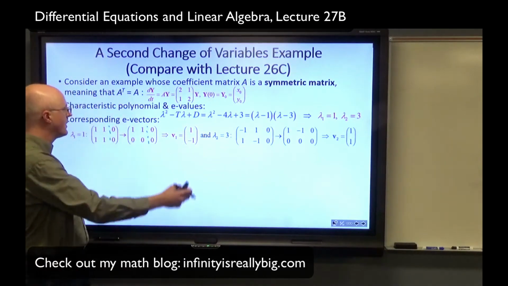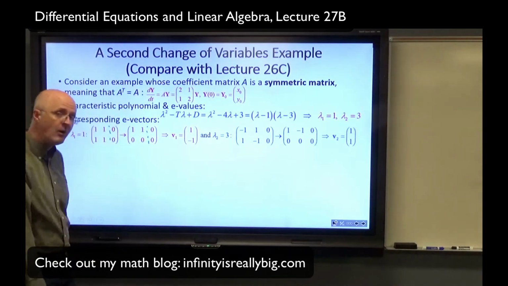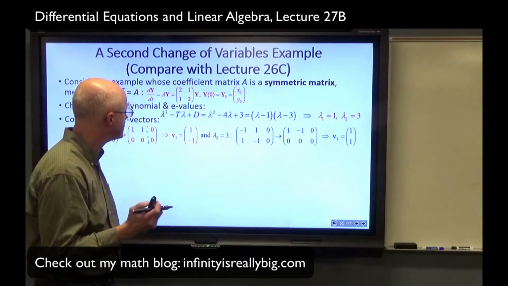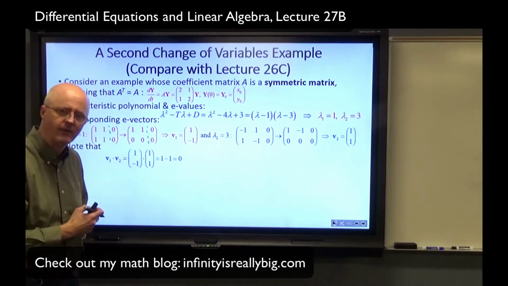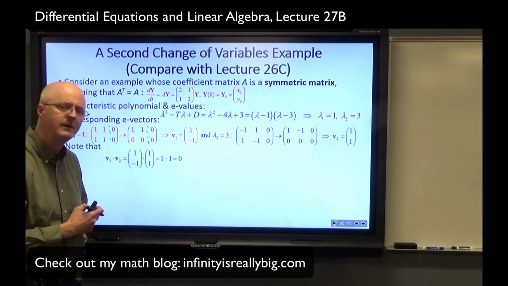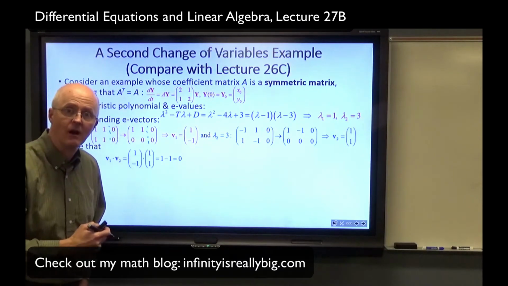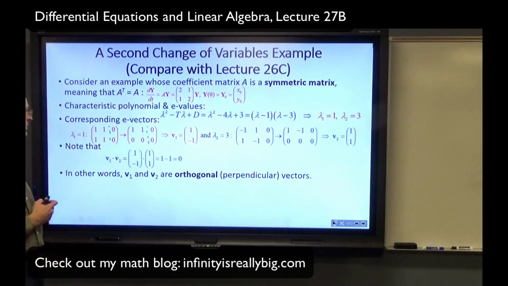Yes, v1 and v2 are not multiples of each other, they are linearly independent. But they're more than just linearly independent, and here's where the special fact about the symmetric matrix comes in. They have a dot product that equals 0. What do we know about dot products when they equal 0? We know that means the vectors are perpendicular. Orthogonal is the more official word.